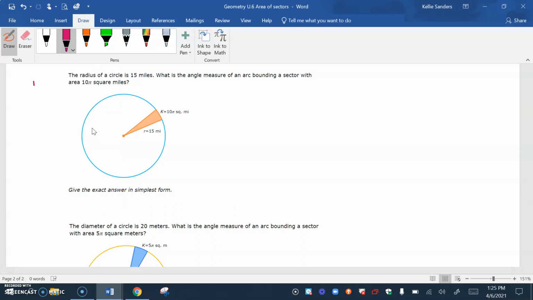Okay, the radius is 15. What is the angle measure? So how wide is this measure? Because the area is 10 pi. So m, we don't know, times pi. The radius is 15. We're going to square it. We're going to divide by 360. And if we do all of that, we are supposed to get 10 pi.